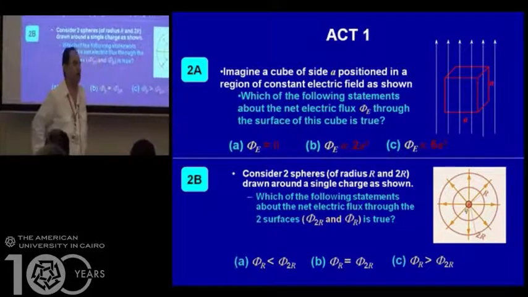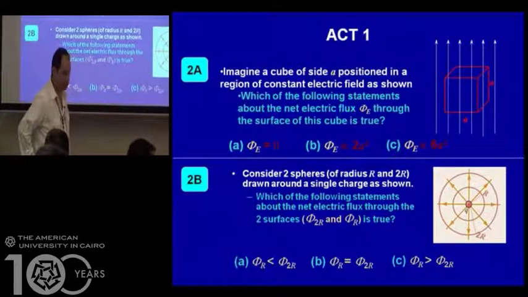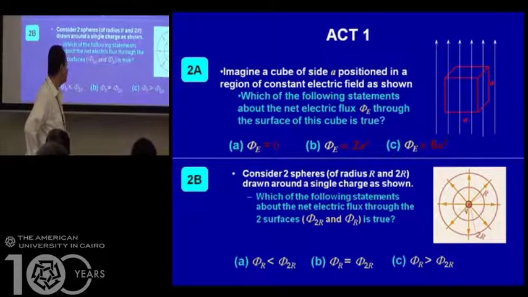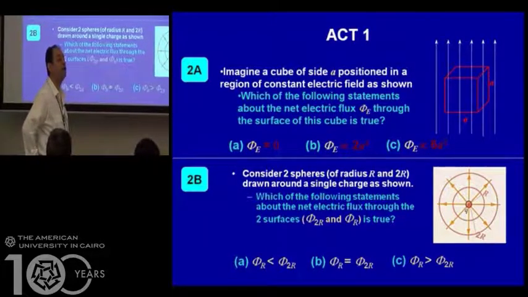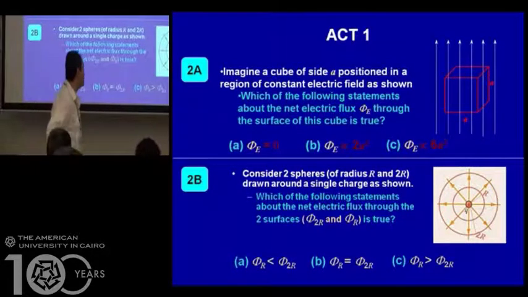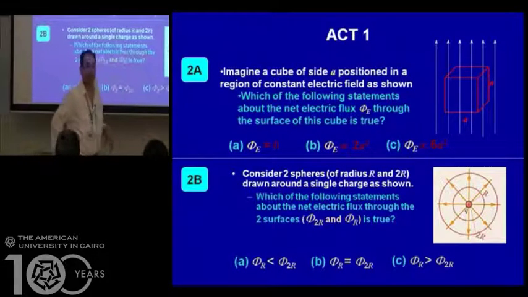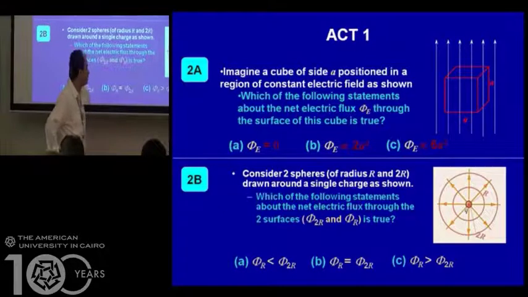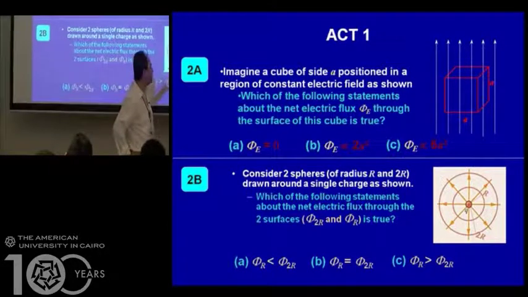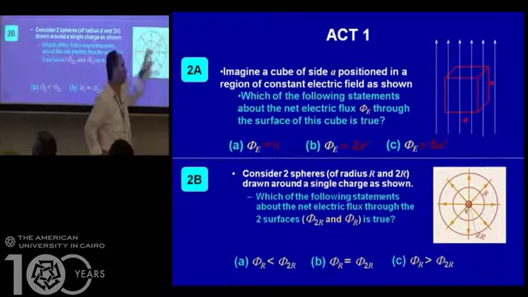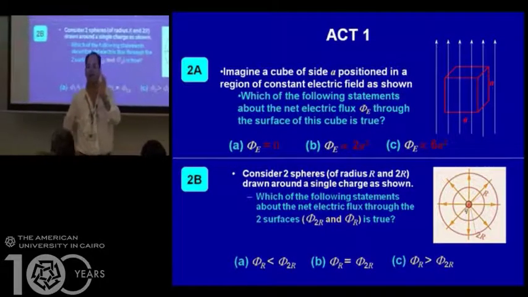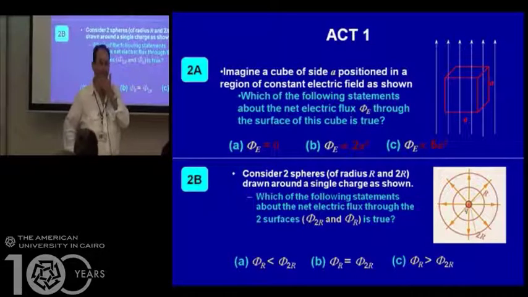Okay, Ala, another good student. He says that C, because the electric field will be much greater here than there. So the electric field at the smaller sphere is stronger than the electric field at the larger sphere. Is this a correct statement? It is. Yes, it is.